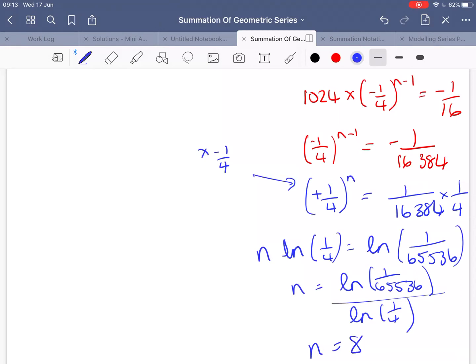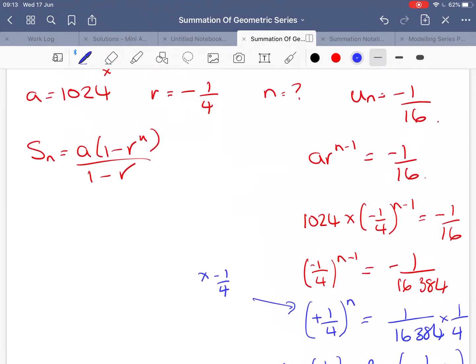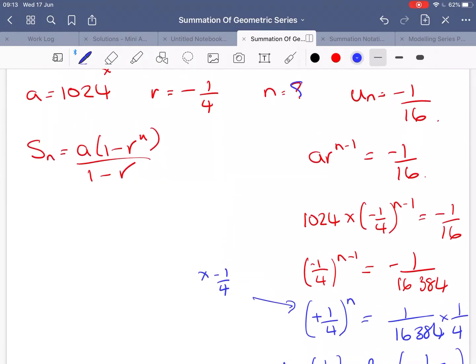So I'd say, well, what is U8? What is the 8th term? 1024 times minus a quarter to the power of n minus 1, which is 7. And when you put that in your calculator, you do get minus 1/16. So it was correct and it was okay. So we know what n is now. We know all the information that we need.